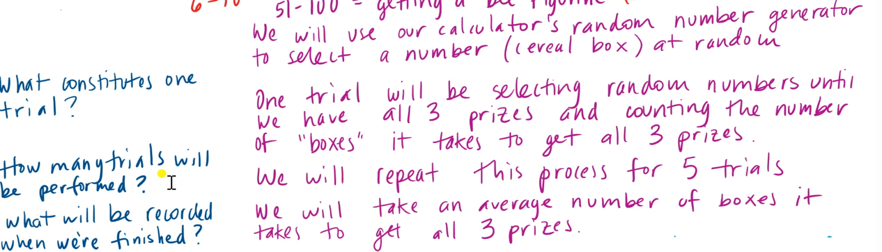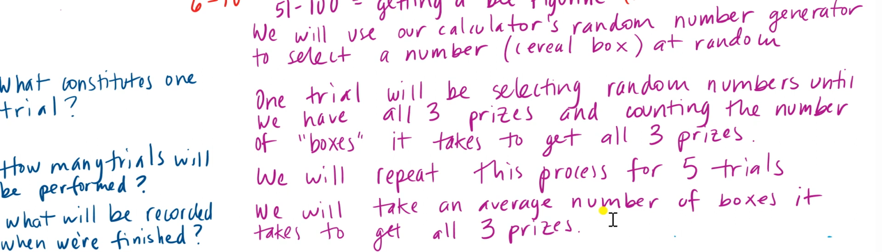And then finally, what will be recorded when we are finished? All right, how many times are you going to do this? That's cool. What are you actually going to record when you're done? In this case, we're going to take an average number of boxes it takes to get all 3 prizes. So in trial number 1, I'm going to get a specific number of boxes. Maybe it's going to take me 10 boxes to get all 3 prizes. So 10 would be the number I record for trial 1.